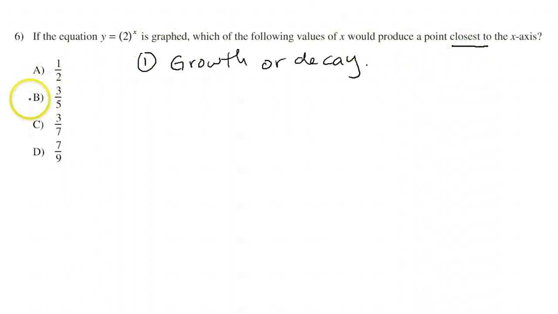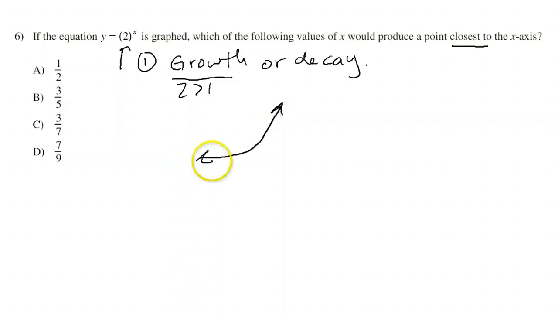So first, since our growth factor of 2 is bigger than 1, it's going to be a growth function, since 2 is bigger than 1. So we know it's growth, so that'll take the shape of a right hand. So it looks something like this on top of the x-axis.